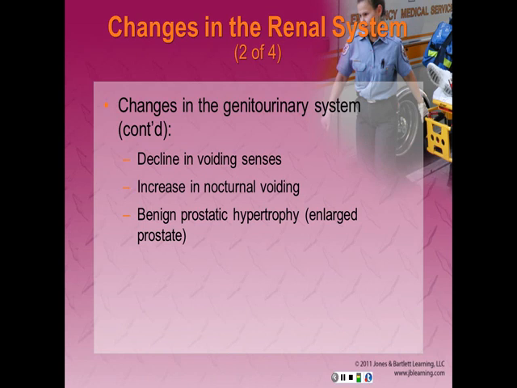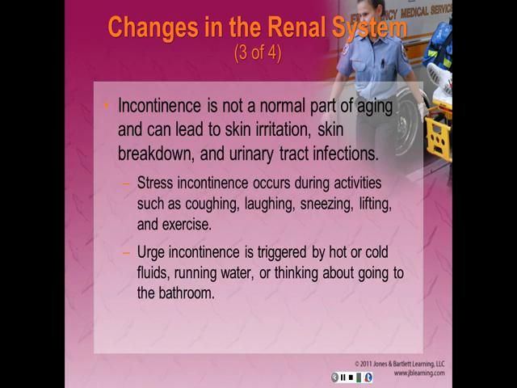Acute illness in elderly patients is often accompanied by derangements in fluid and electrolyte balance. Bowel and bladder continence require autonomically correct GI and genitourinary tracts, functioning and intact sphincters, and properly working cognitive and physical functions. Incontinence is not a normal part of aging and can lead to skin irritation, skin breakdown, and urinary tract infections.